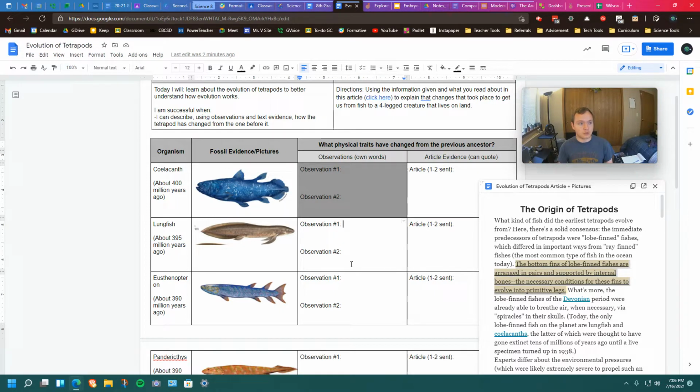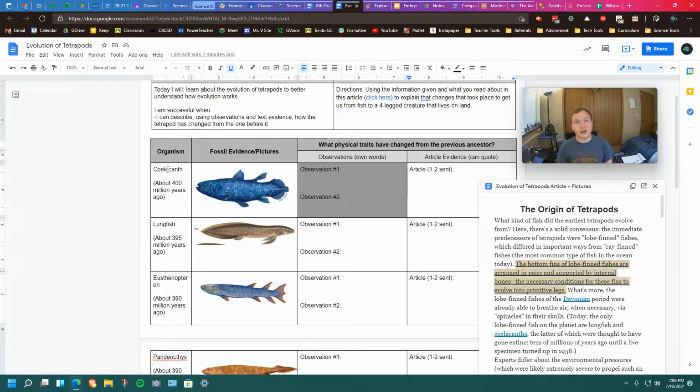And you'll write two different physical traits that have changed. There's more than two, obviously, for a lot of these, but try and think of just two of them. And then you're also going to look for evidence in the article that talks about those changes as well. In this case, when I'm looking at the coelacanth, we're not doing the observations because there's no previous one before it in our pictures, but it does have some text evidence that we can use.